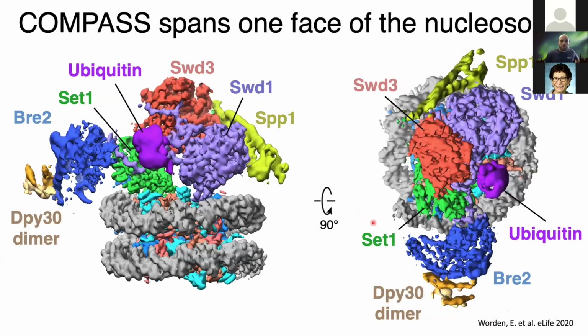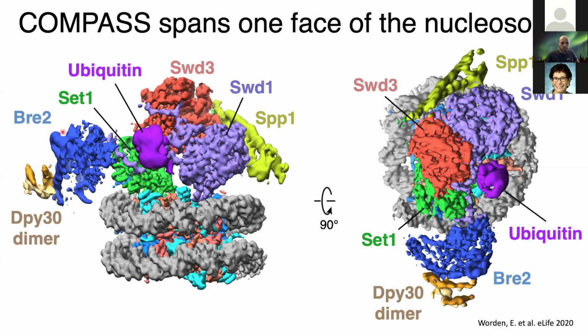So the Cryo-EM density of this COMPASS structure allowed me to dock in and rebuild structures of the yeast COMPASS. And we were actually able to resolve all the subunits of the minimal COMPASS complex that is sensitive to ubiquitin. And we were also able to determine where ubiquitin sits on this complex. And importantly, many parts of the COMPASS core complex were at quite high resolution, and the only parts that were at very low resolution were these very peripheral subunits here.